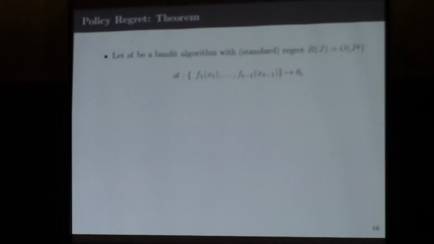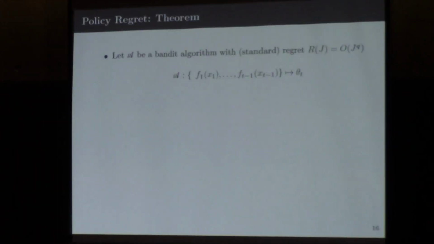So we're going to give a positive result for policy regret against an M memory-bounded adversary. Let's assume A is some bandit algorithm with standard regret, which is given as O(J^q). q is something between 0 and 1, so something sublinear. So after J rounds, its regret is sublinear in J. And we're going to denote A as the following map: given past t-1 observations, losses, it maps to the distribution theta_t.